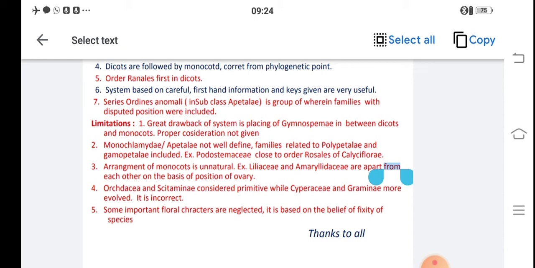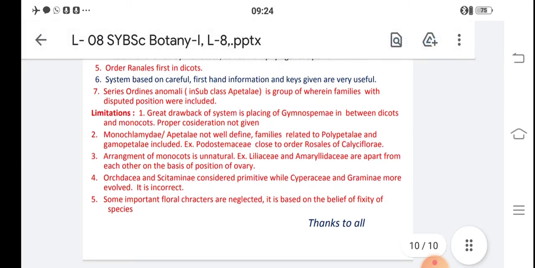Then what are the limitations? It is the great drawback of the system that Gymnosperms are placed in between Dicot and Monocot. Giving Gymnosperms a position between Dicot and Monocot is a drawback. Monochlamydeae or Apetalae is not well defined. Families are related also to Polypetalae and Gamopetalae. For example, Podostemaceae is close to the order Rosales in the Calyciflorae. Another, the arrangement of monocots is unnatural. Liliaceae and Amaryllidaceae are apart from each other. They may be included together, right?